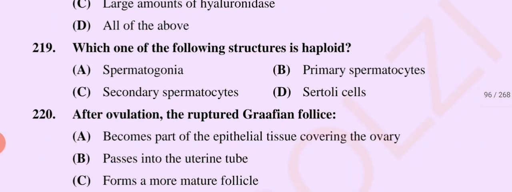Question number 219. Which one of the following structures is haploid? Option A spermatogonia, option B primary spermatocytes, option C secondary spermatocytes, option D Sertoli cells. So the correct option is option C, secondary spermatocytes.